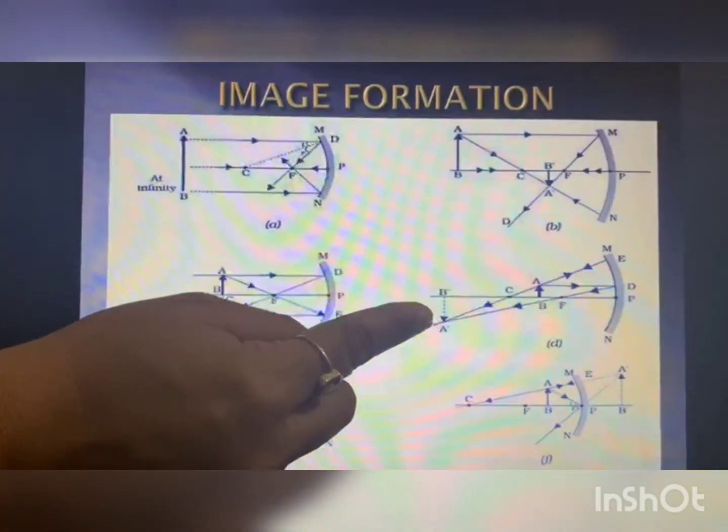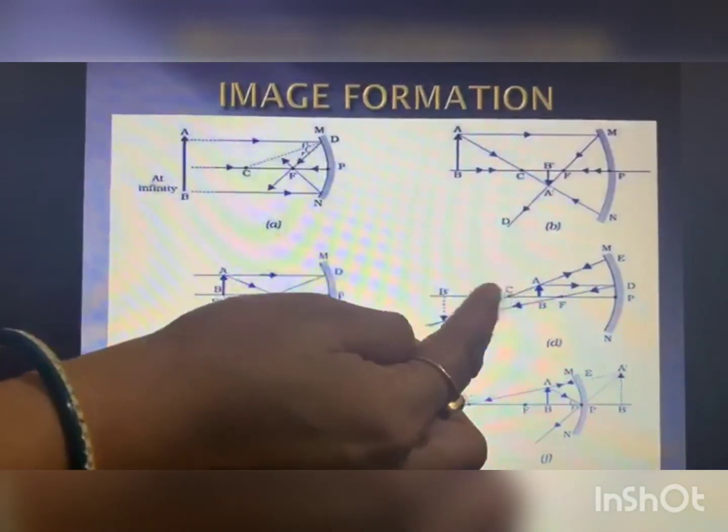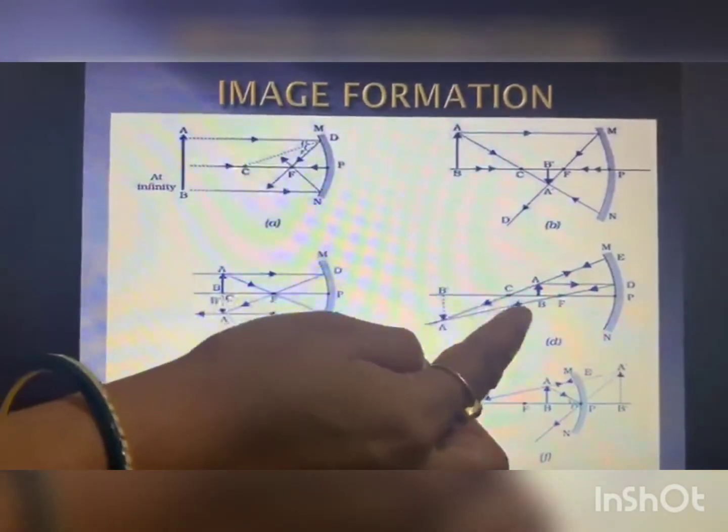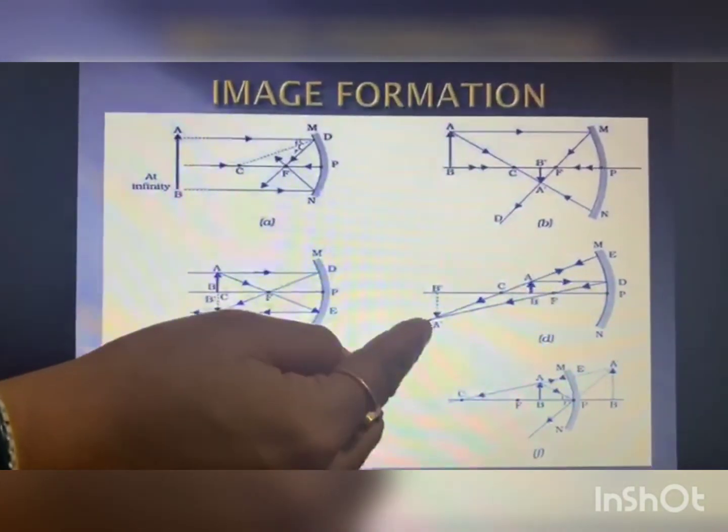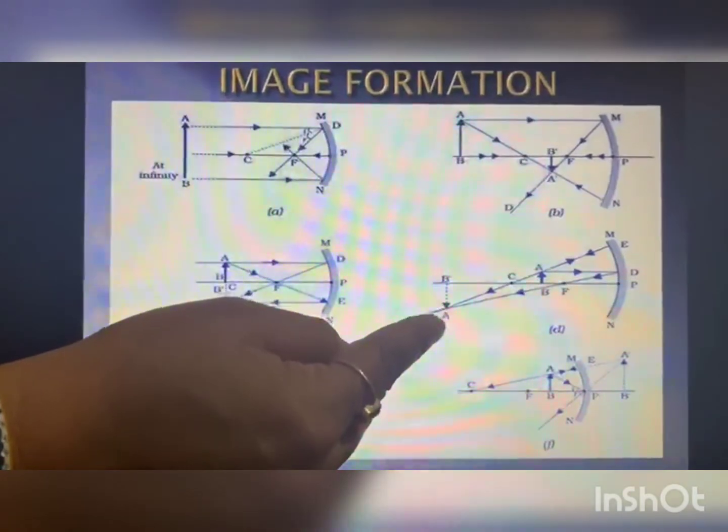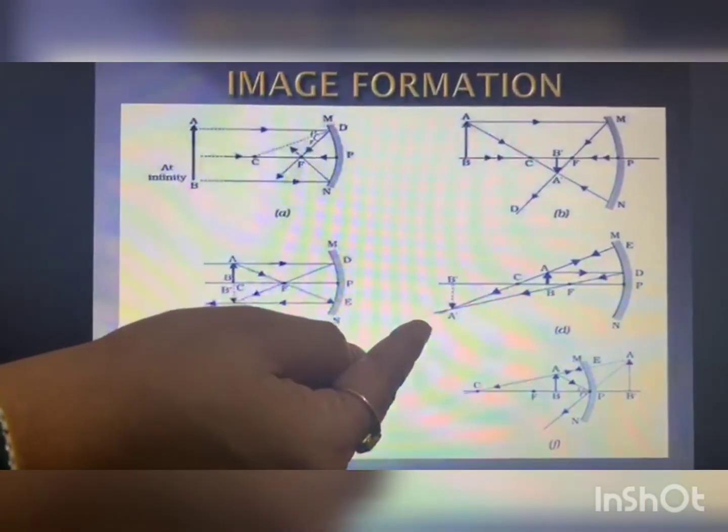Where these two rays meet, there only the image will form. So, what is the position of the image? Beyond the center of curvature. And what is the nature of the image? As usual, real and inverted.